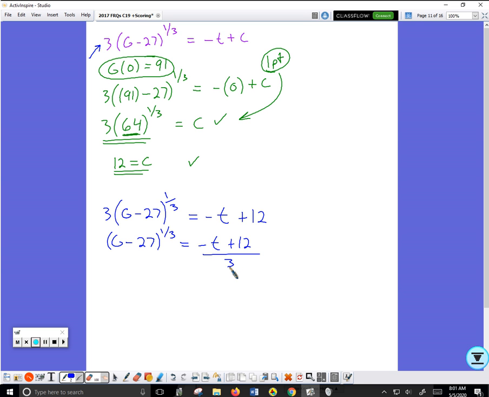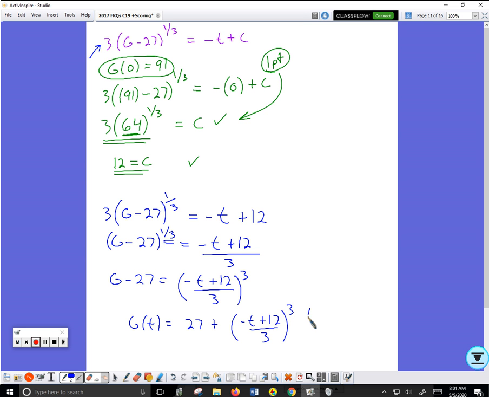And then, to get rid of the 1/3 power, we cube both sides. So that gives you g minus 27 is equal to this. Final answer is going to be g of t is equal to 27 plus negative t plus 12 all over 3, cubed. That's another point for getting that far.